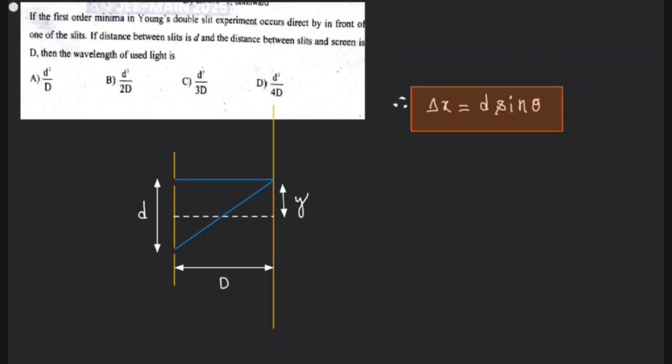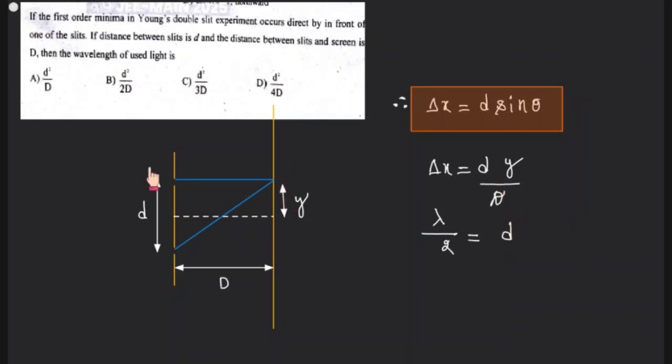The delta x is equal to d into sine theta, right? So here you could also say this formula, delta x equal to d into sine theta, can be written as y by capital D. And what is the delta x here? Delta x for the first order minima is nothing but lambda by 2. The path difference should be equal to lambda by 2.